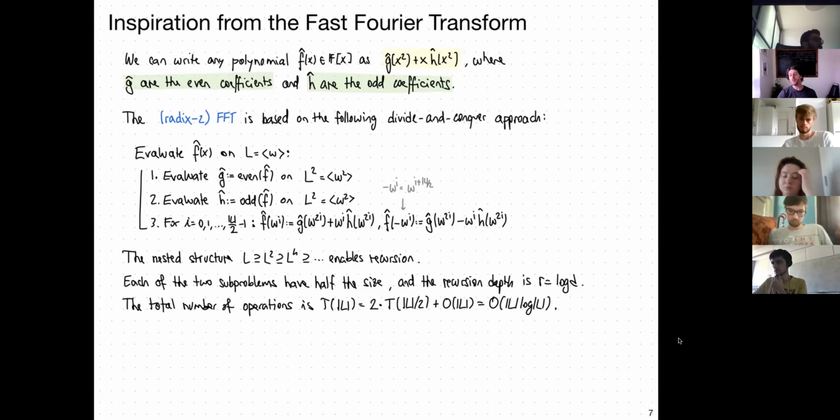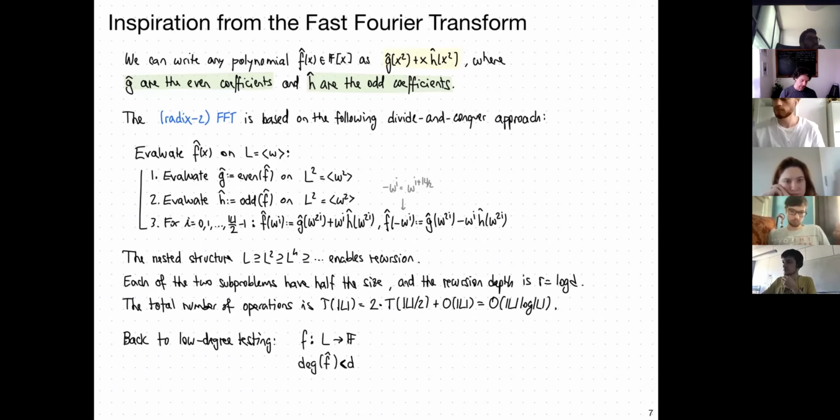And the reason I showed you that is because I think it's the most creative idea we need in order to get this IOP for testing Reed-Solomon. So what we'll do is take that exact idea and apply it to low degree testing. Right? So what do I mean here?